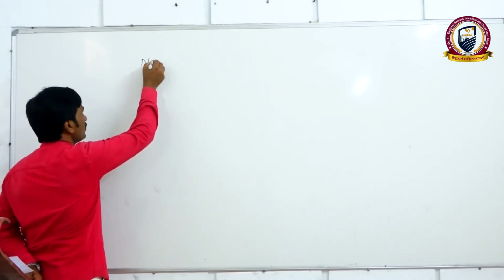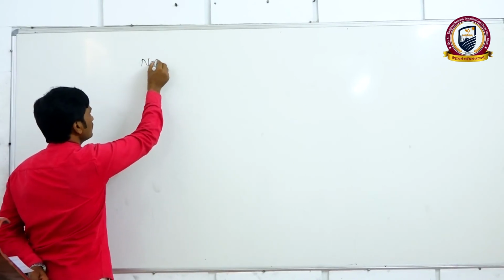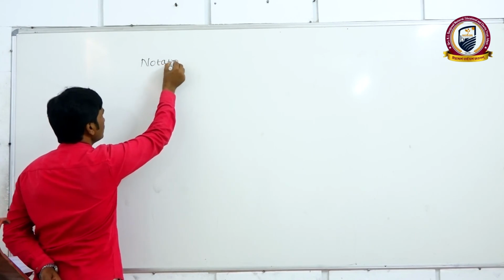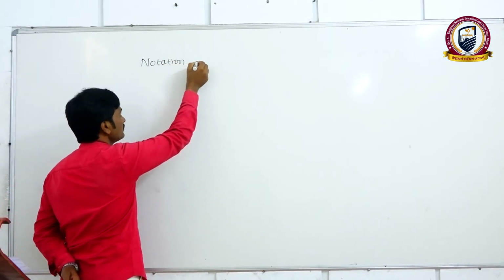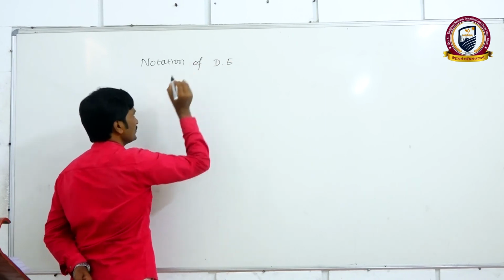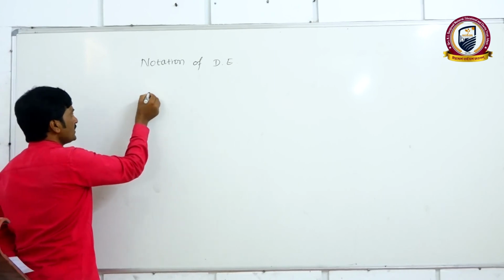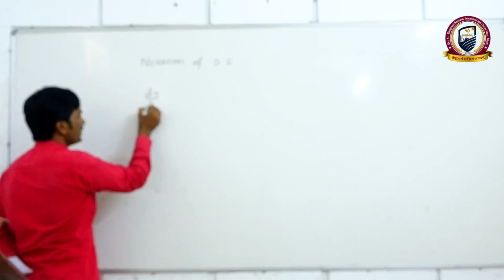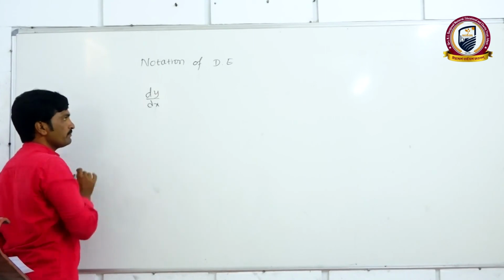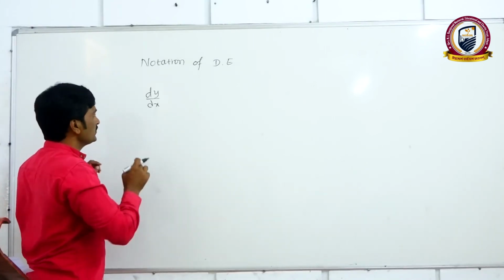And one more thing, what is the notation? Notation of differential equation. So as you know that dy by dx is the first order derivative. It means only one time derivative.